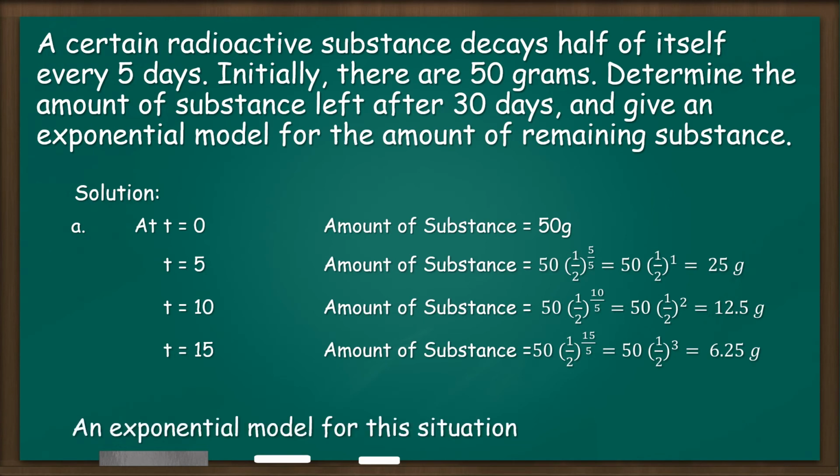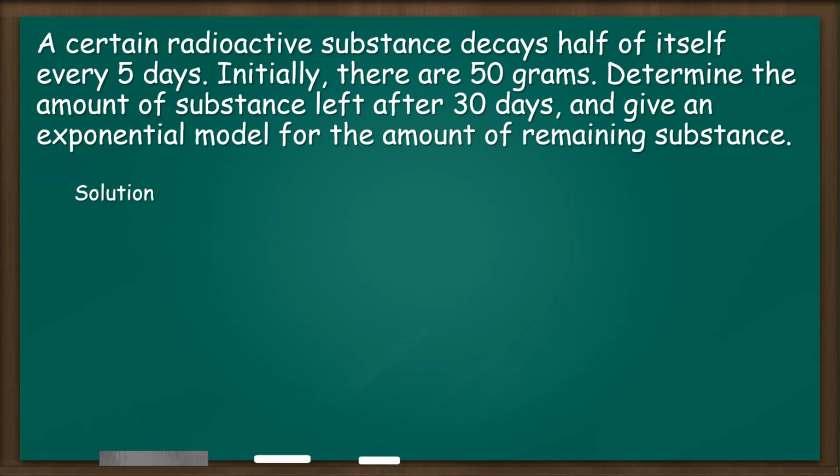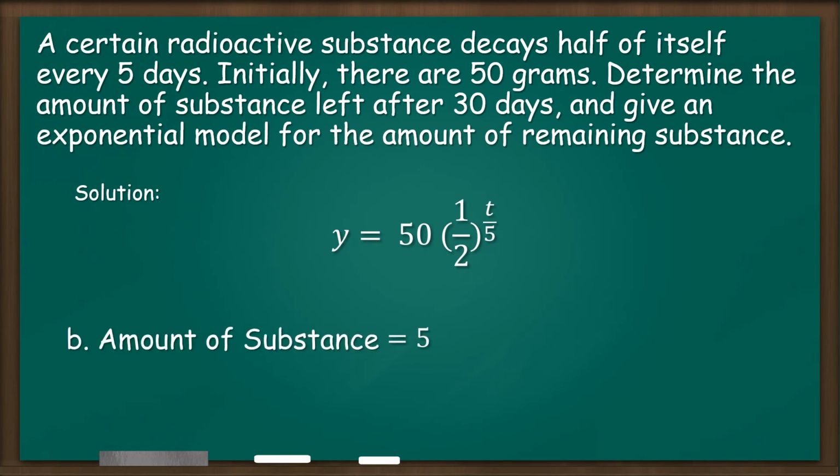Since our exponential model for this problem is y is equal to 50 multiplied by 1/2 raised to t all over 5, our amount of substance after 30 days is equal to 50 multiplied by 1/2 raised to 30 all over 5, or simply 50 multiplied by 1/2 raised to 6, which is equal to 0.7812 grams.